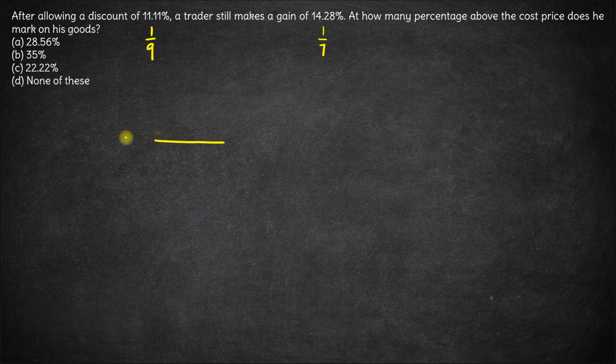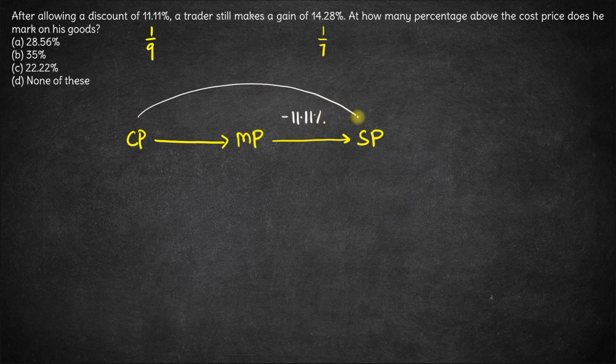So the whole process is basically, the shopkeeper must have bought an item at a certain cost price, he marks it up and labels the price at marked price, and then he gives a discount and finally sells the goods. It's given that the discount here is 11.11%, and even after this discount he ultimately earns a profit of 14.28%. So what is the markup percentage, or what percentage must he have marked up?